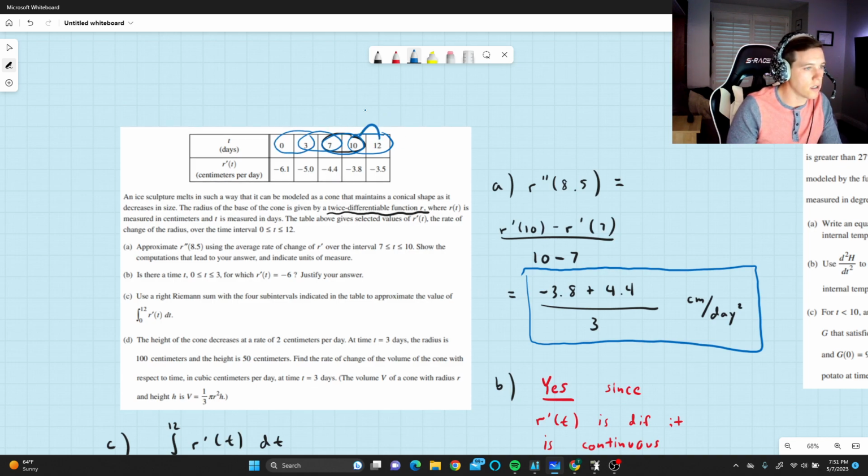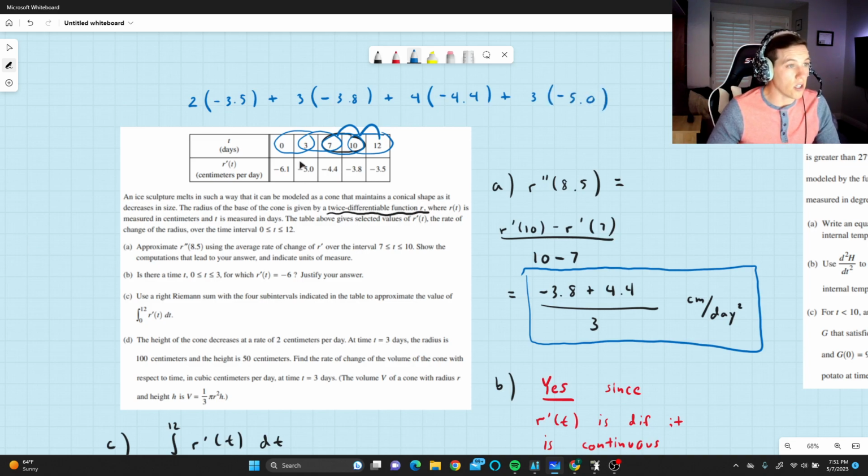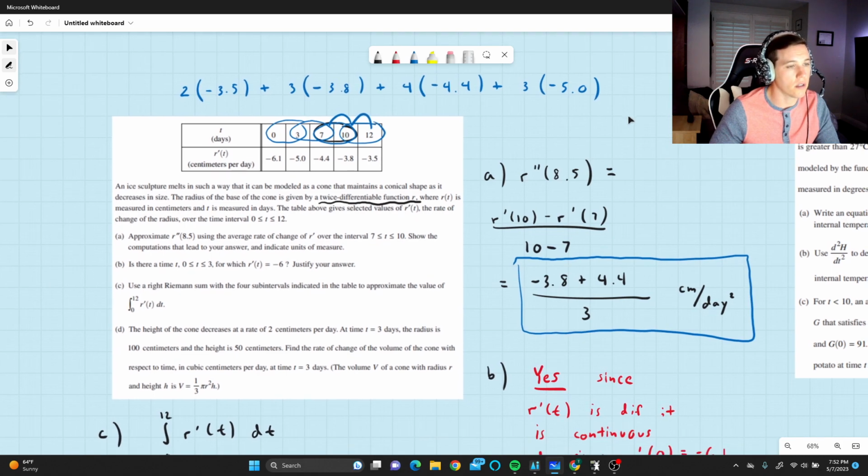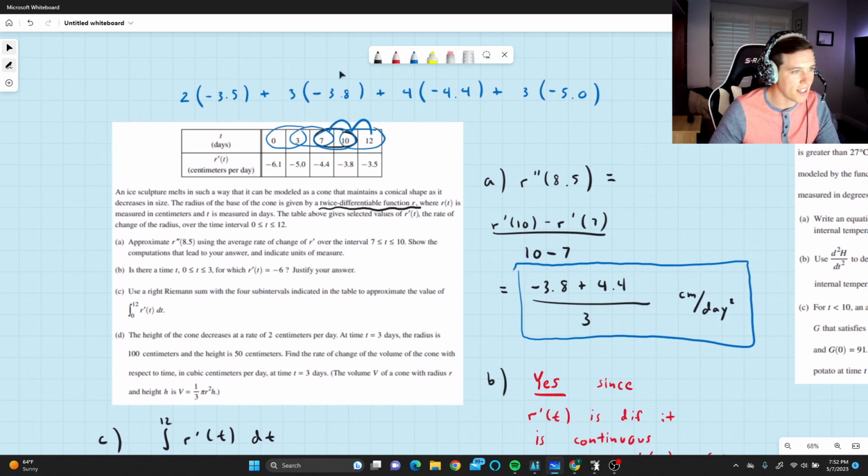So first thing, this distance is 2 times the height, which is -3.5, plus this distance, 3, times this height, which is -3.8, plus this distance, which is 4, times this height, which is -4.4, plus this distance, which is 3, times height, which is -5.0. And that's it. Don't sit there and simplify this. No reason. You're going to make a dumb mistake, and you're going to waste time. If they ask for units, they did not, but the units would be centimeters. But they didn't ask for units, so don't give it. That's it. That's going to get you 2 points.